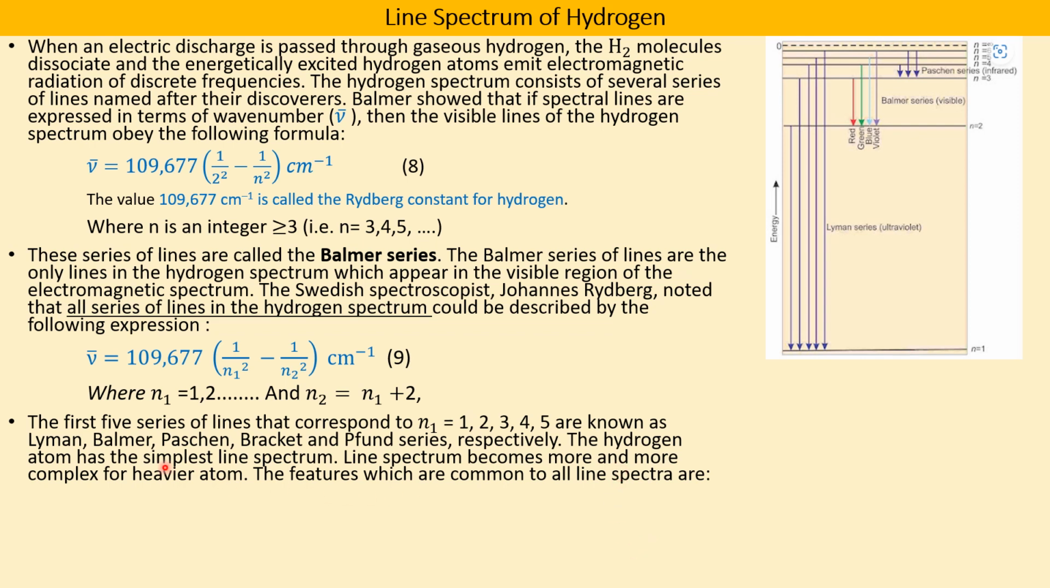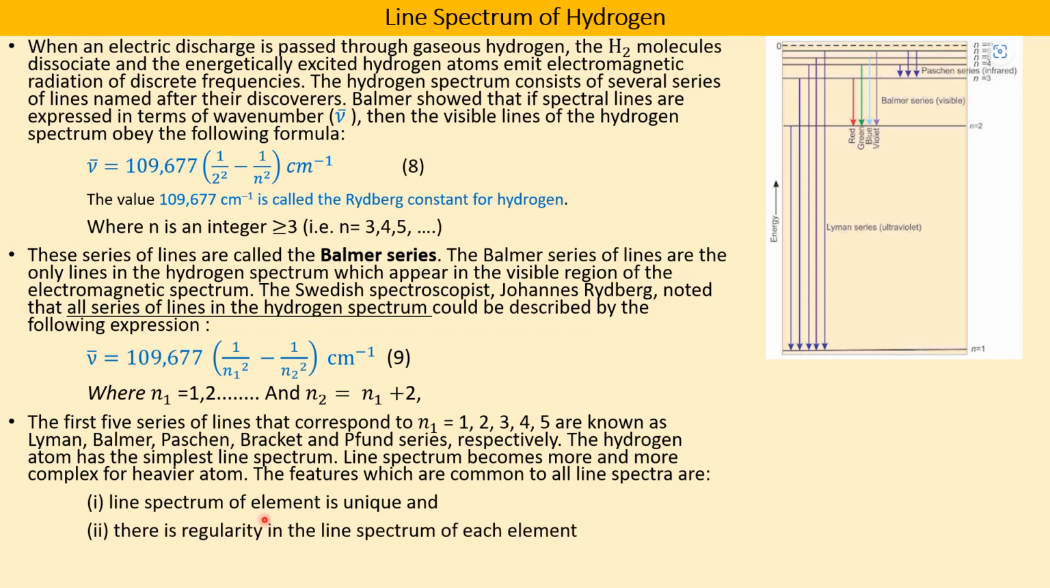The hydrogen atom has the simplest line spectrum. The line spectrum becomes more and more complex for heavier atoms. The features which are common to all the line spectra are: the line spectrum of an element is unique, so it is unique for each element, and there is regularity in the line spectrum of each element.